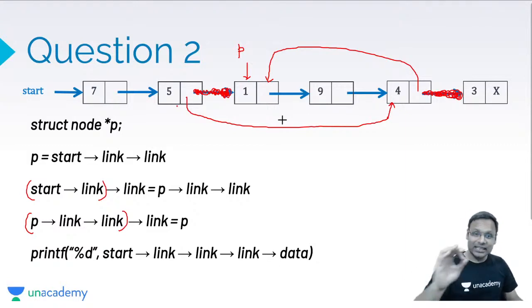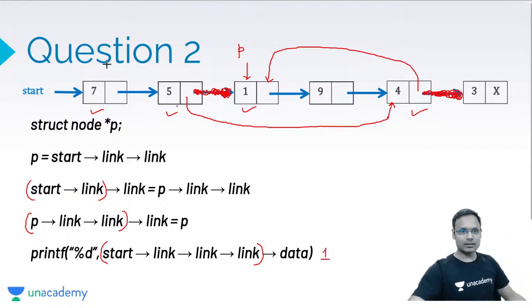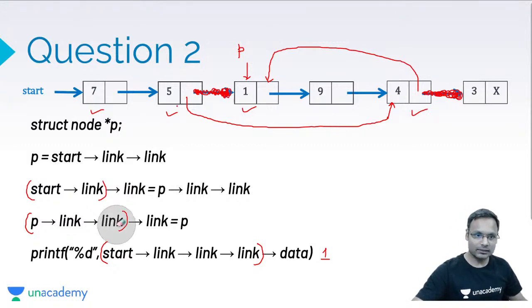अभी देखिए, if this is the case, let's try to print the content. Rightmost arrow, rightmost data kept outside, remaining things in the bracket. Start link. 3 times link. Start link, and its data printed value 1. That is the final answer. So answer printed by this question is 1.